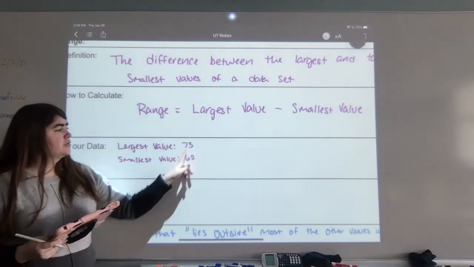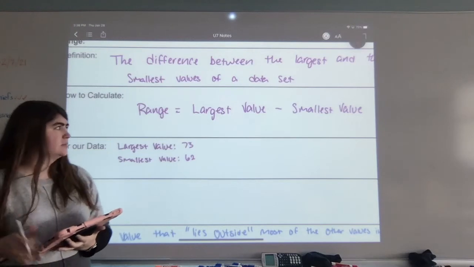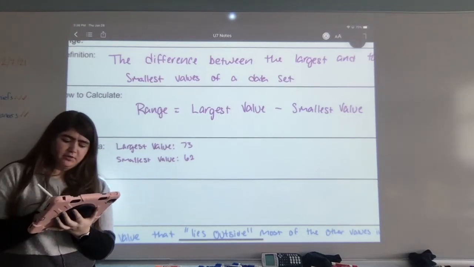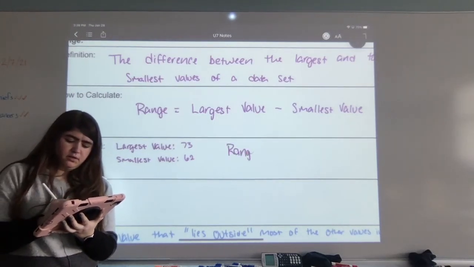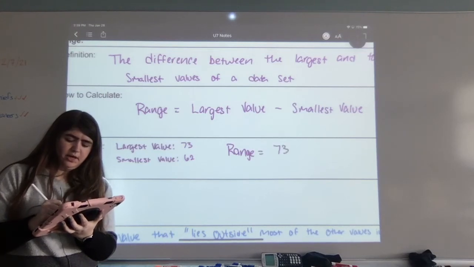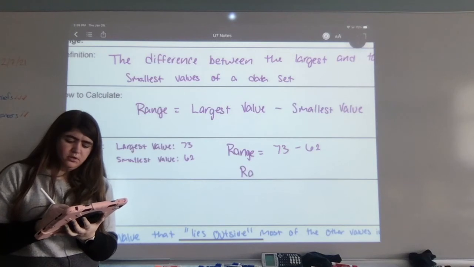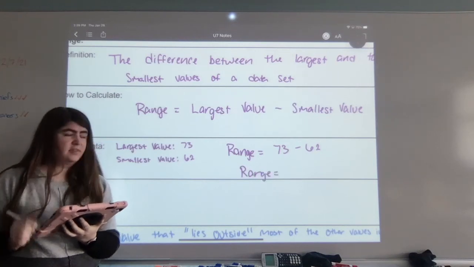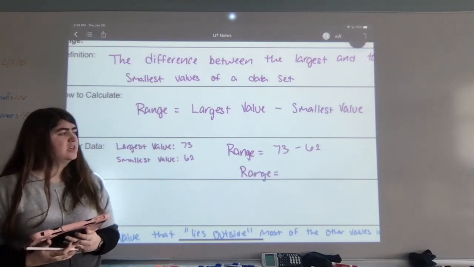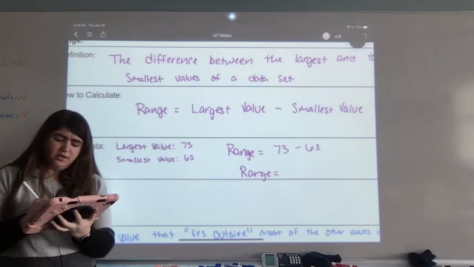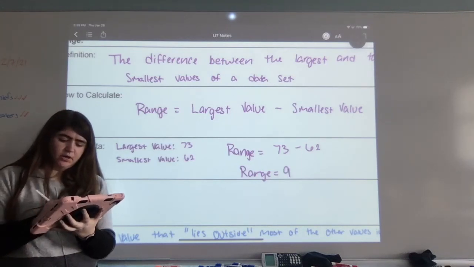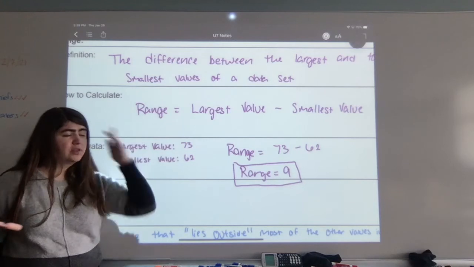Now we're going to take those two things and subtract them to find the overall range. So range is equal to 73 minus 62, which is equal to 9. So our range is 9. Our numbers are within 9 points of each other or less.